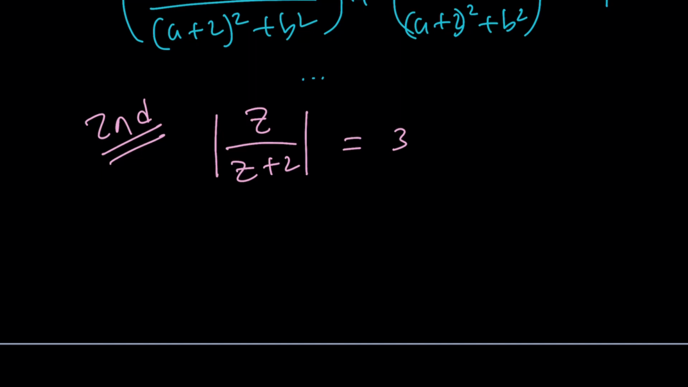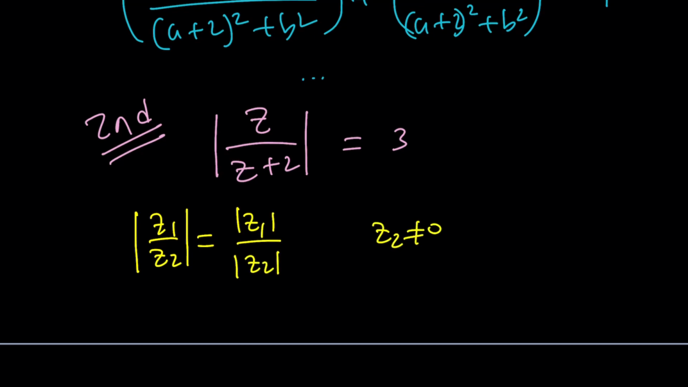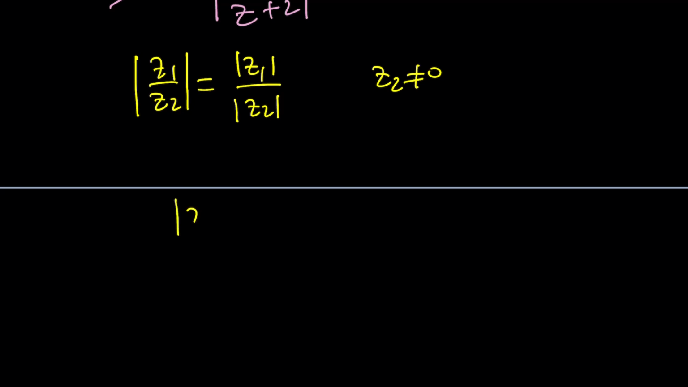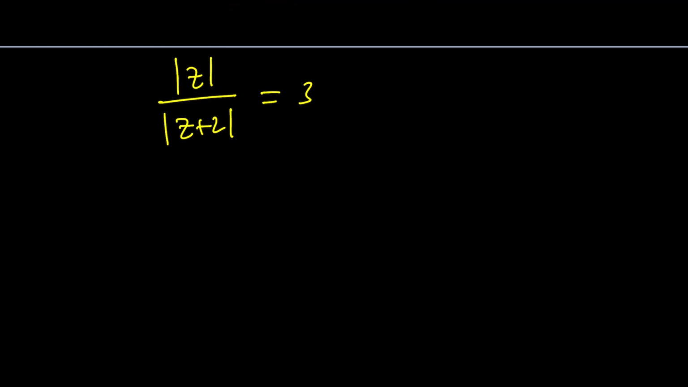So the properties of absolute value. One of them is, if you have the absolute value of z1 over z2, it's the same thing as the absolute value of z1 over the absolute value of z2. Obviously, z2 should not be 0. So we can go ahead and separate it. And is that going to help? Yes, a great deal. So we're going to get the absolute value of z divided by the absolute value of z plus 2 equals 3. Now, since z plus 2 cannot be 0, we can multiply both sides by its absolute value.